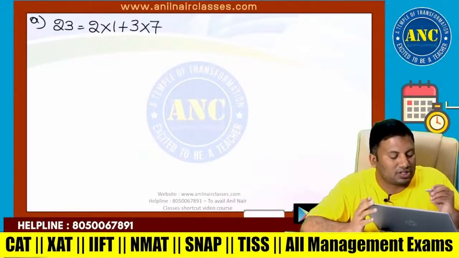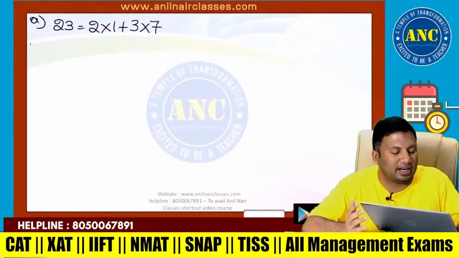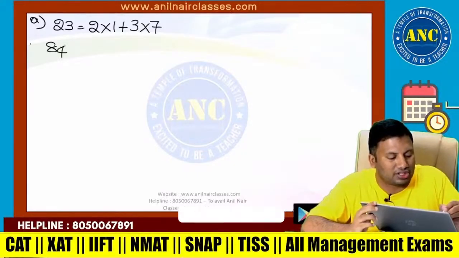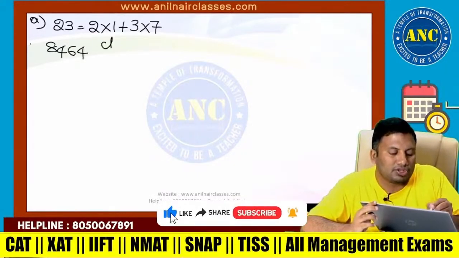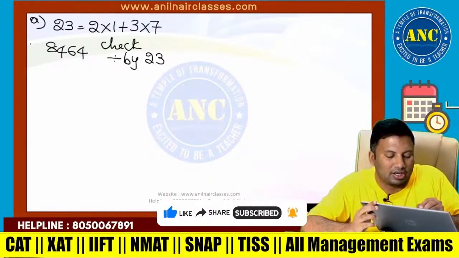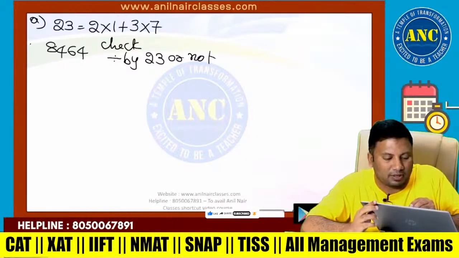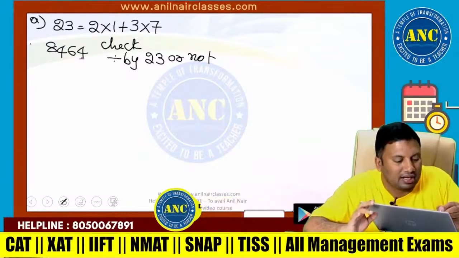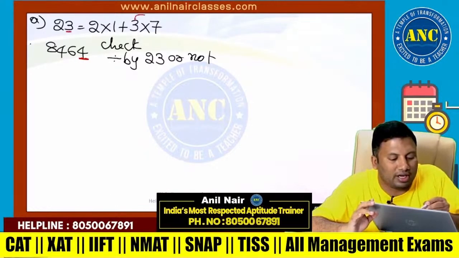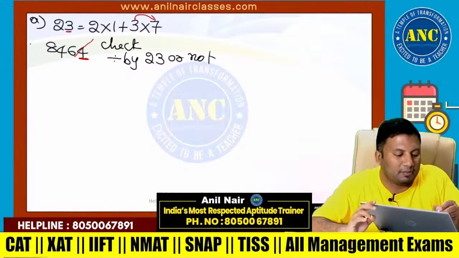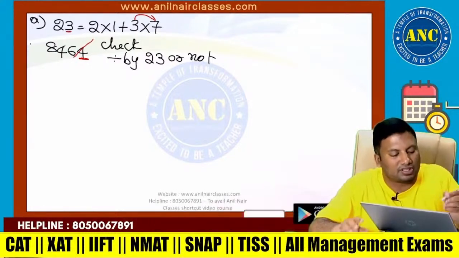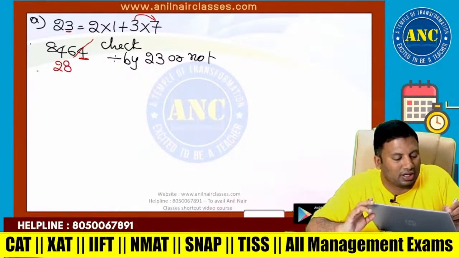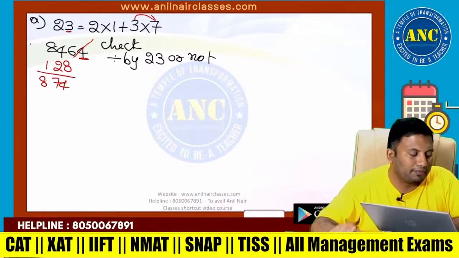Suppose, for example, I take the number 8464. Check whether it is divisible by 23 or not. What is the divisibility rule of 23? Take the unit digit, multiplied by 7. 4 7s are 28. Add it to the remaining part. This is nothing but 874.